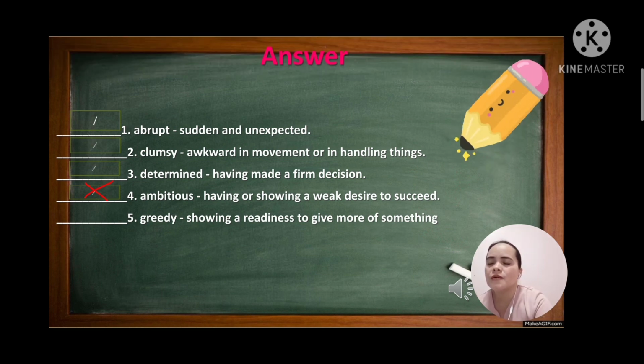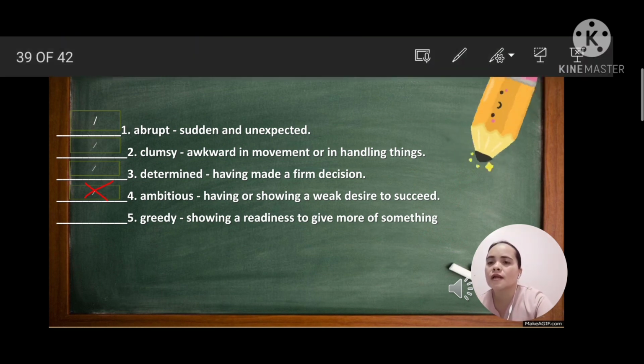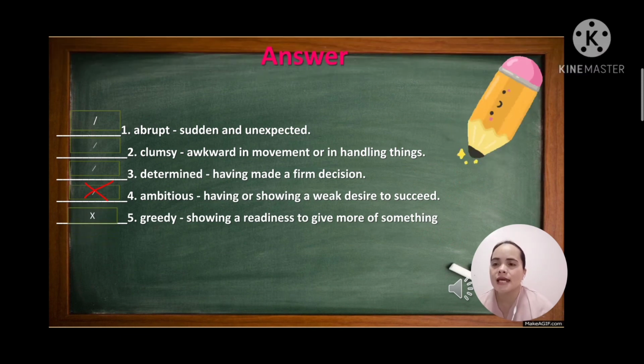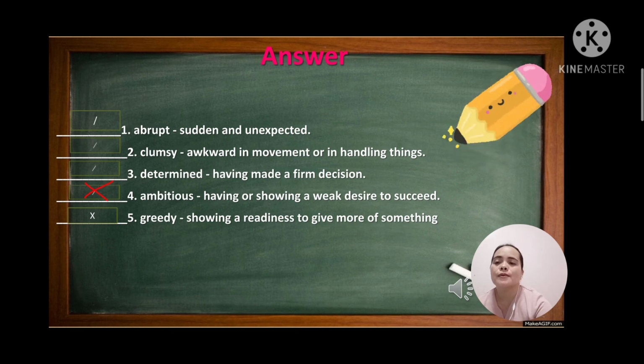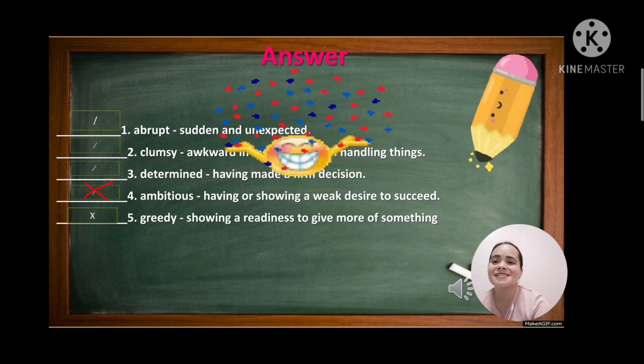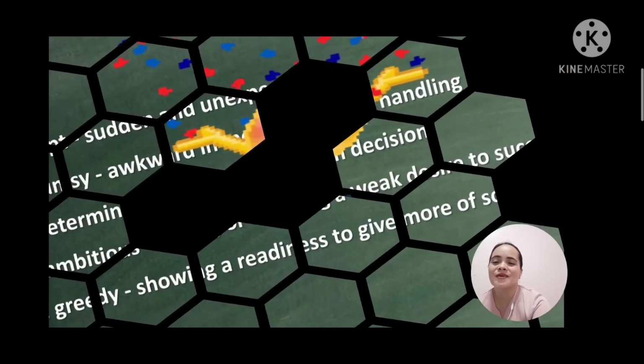Okay, number 5, what's your answer? Yes, it is X, greedy, showing a readiness to give more of something. Okay, so you have 3 checks and 2 X's. Did you get the perfect score, class? Okay, great job!